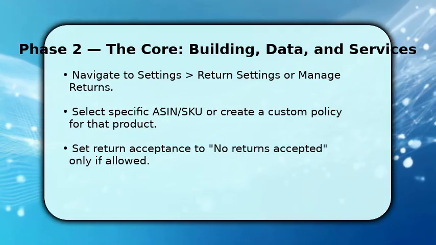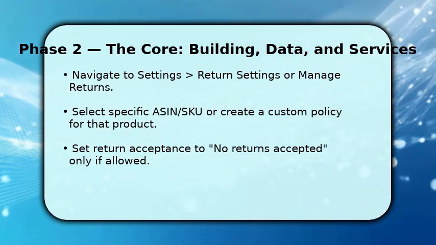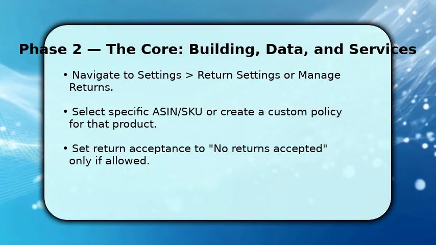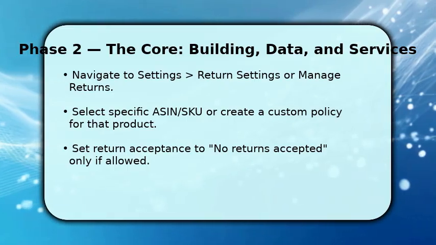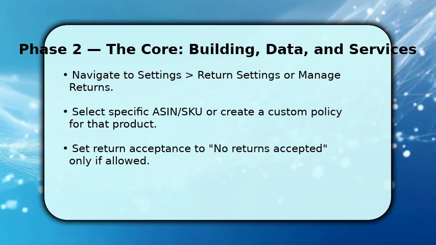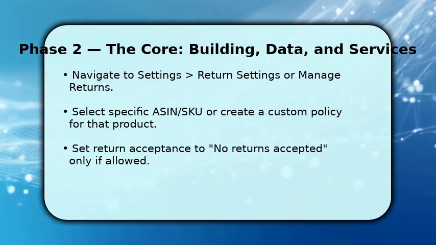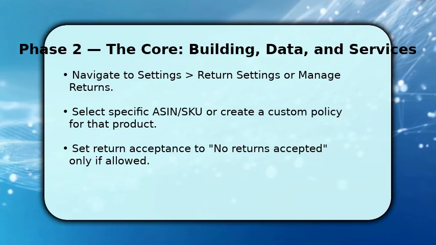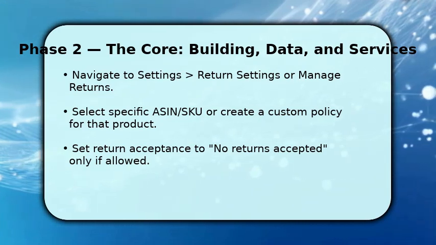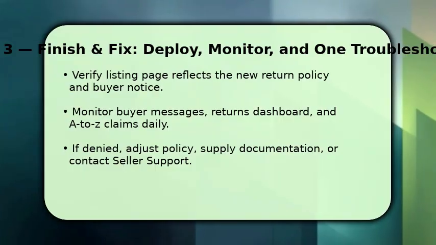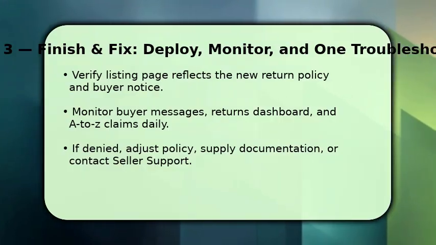Explain the how. Amazon evaluates safety, condition, and legal requirements, so mark no returns only for sealed, non-refundable goods or custom-made items. Save the policy and apply it to the listed items immediately to update buyer-facing info. Finish by confirming the listing shows the updated return terms to buyers because transparency reduces disputes.